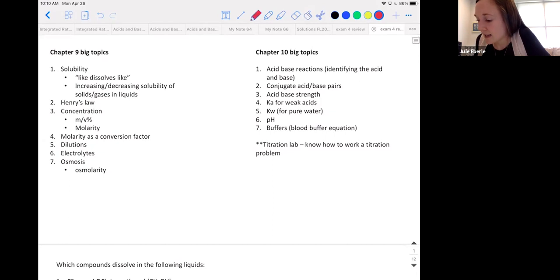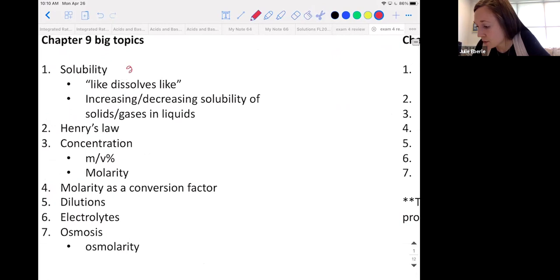Okay, big ideas. Chapter 9, it was all about solutions. We talked about solubility, defining solubility, saturated solutions. We said solubility has units of grams per 100 mL, and you don't divide by the 100. To decide if you are going to get a solution, we use this principle of like dissolves like.